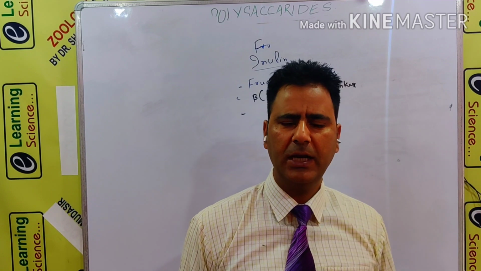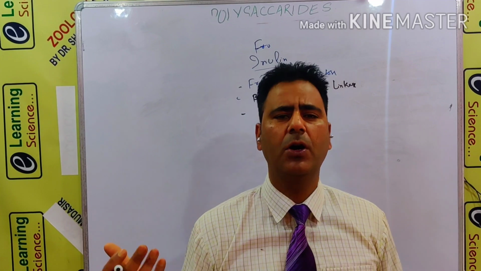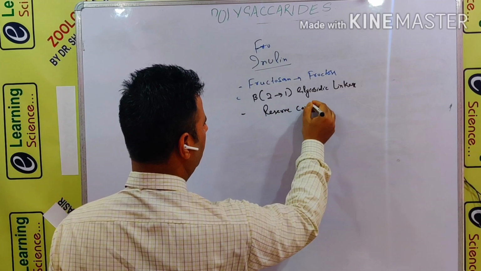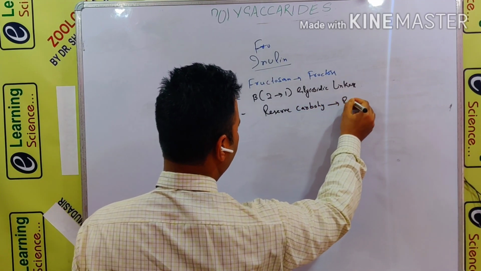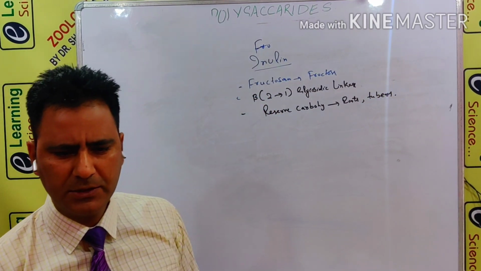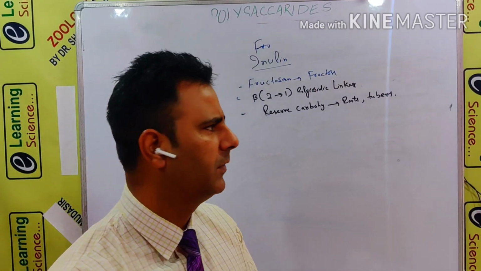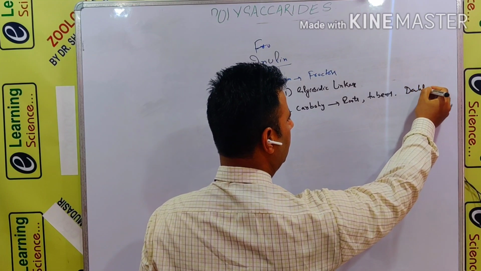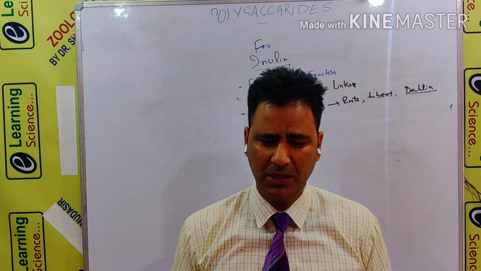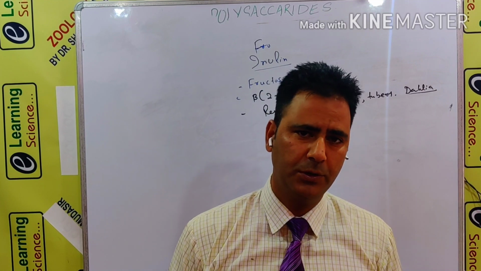Inulin again is a homopolysaccharide, and you will find it present as a reserve carbohydrate in the roots, in the tubers, and in the rhizomes. For example, dahlia. You will find it as a reserve, storage carbohydrate. This inulin is present in the roots and tubers.